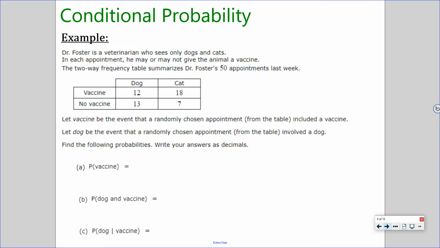Okay, so the probability that the selected animal was one that got the vaccine. Looking here at my number of animals that got a vaccine, I had 12 dogs and 18 cats. So I had 30 total animals get the vaccine out of how many appointments? 50. As a decimal, that's 0.6. Okay, it's more like classical probability.